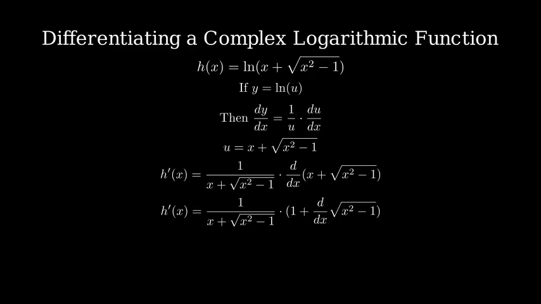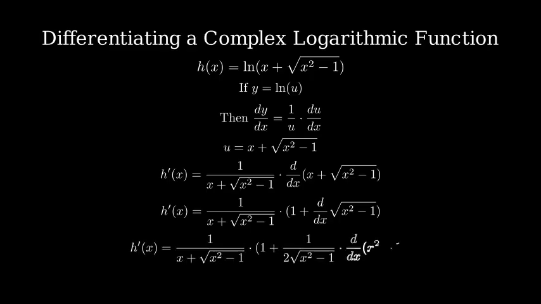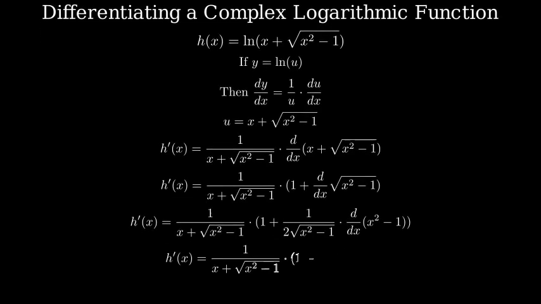For the derivative of the square root, we use the chain rule. 1/2 times 1 over the square root of x squared minus 1 times the derivative of x squared minus 1. The derivative of x squared minus 1 is 2x. Simplifying the fraction in the parentheses, we get 1 plus x over the square root of x squared minus 1.